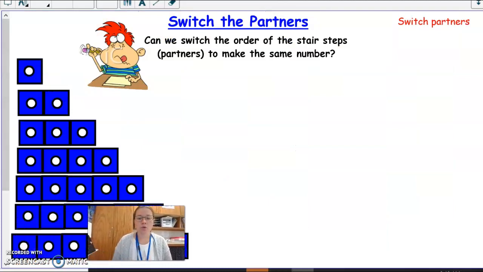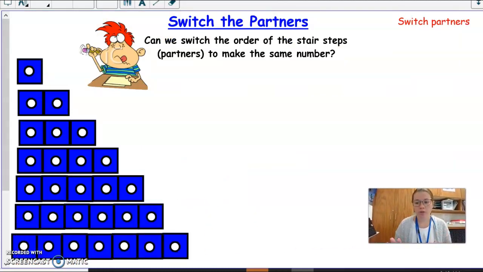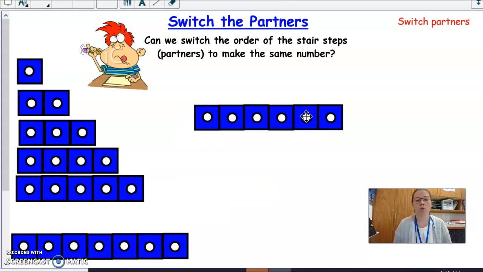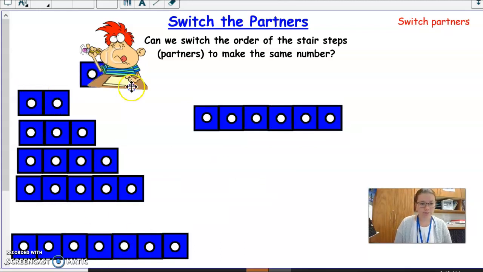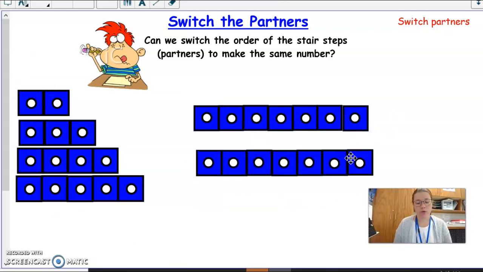All right, so today we're also going to talk about switch partners. I know I've mentioned that in the past, but today we're going to focus on it a little bit more. Today we're working on partners of 7, so we're going to work with that. So we have 6 and 1 can give us 7. So I'm going to put this underneath here so we know that this is 7. So we have our 6 here and our 1 here.